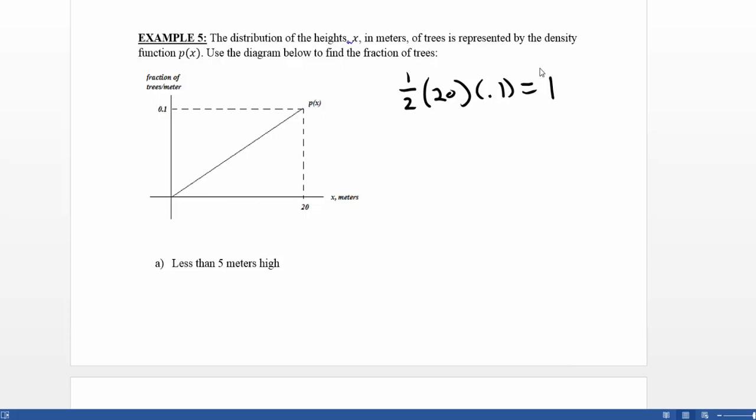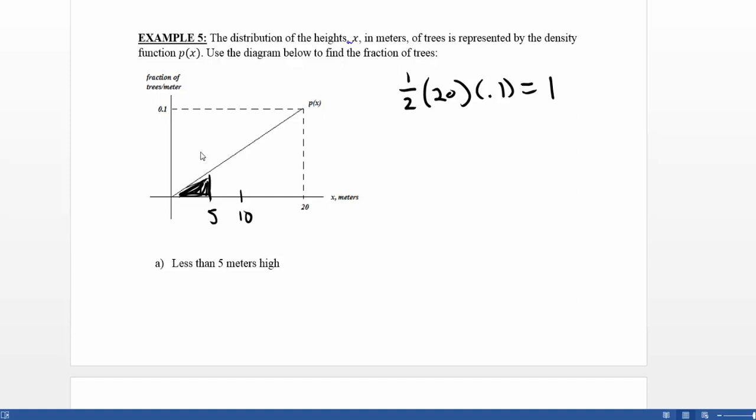We want to know what percentage of this population is less than 5 meters high. So let's think about where 5 is. So 10 is going to be around here. So 5 is going to be here. So the area that we're interested in is this area here, less than 5. So between 0 and 5, since we started at 0.